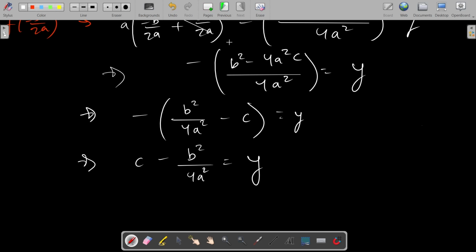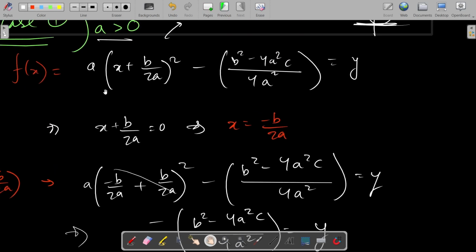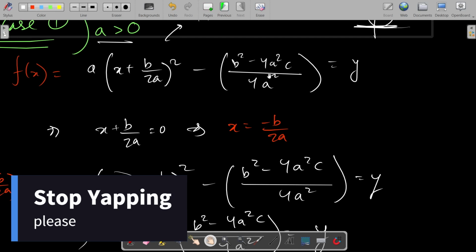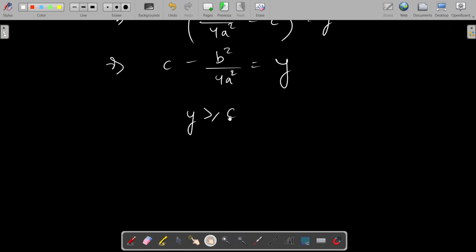Now, the thing that comes is that y in this case is always going to be greater than or equal to c, because obviously this term will always be positive, and when you add something to the c already, then we get y greater than it. And if we do add 0, which is the lowest possible value, then we just get this term as it is. So that is what happens. That is the explanation when a is greater than 0.